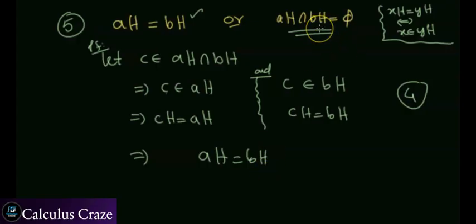So if the intersection is not empty, if there is a single element common between two left cosets, then both of the sets are going to be entirely equal. It is very interesting. It says that if you have a left coset xH and a left coset yH and you find an element inside both, then they are going to be equal. Wow, that's really interesting, right?